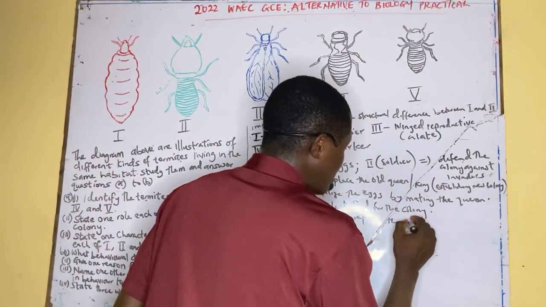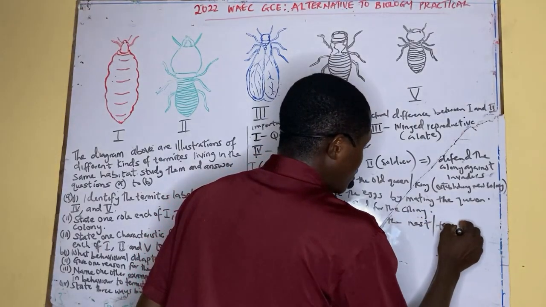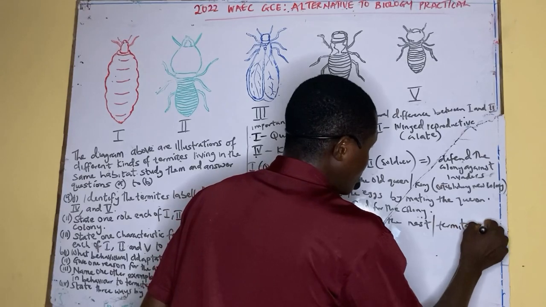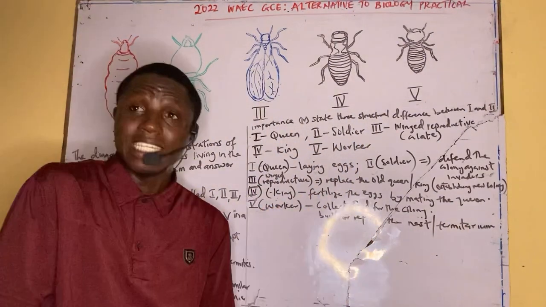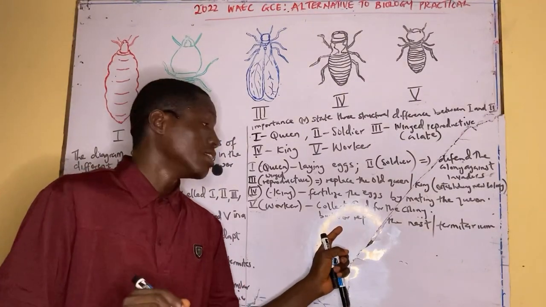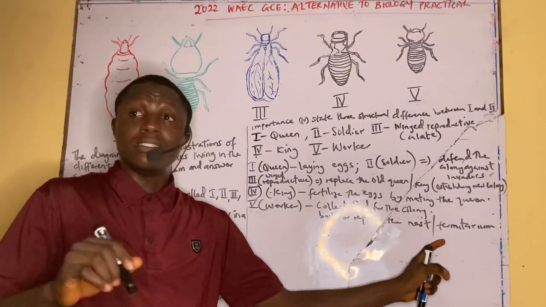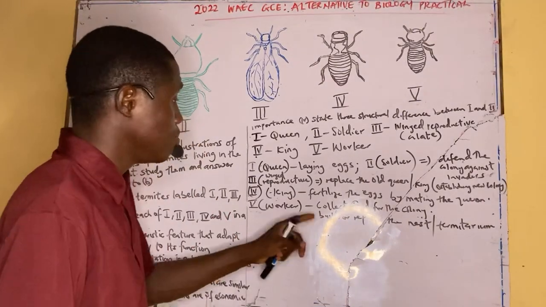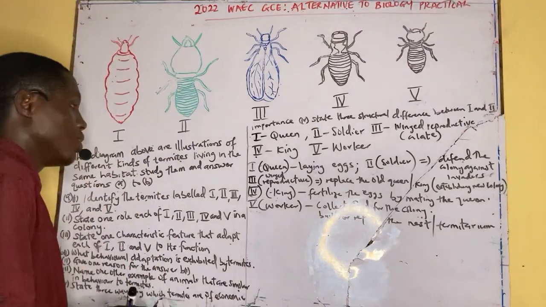They build the nests or the termiterium. They build or repair the nest. So when they build, or when there are any damages to the colony or the termiterium, they repair it. So they build or repair the nest or termiterium. That is their house. So that's that.